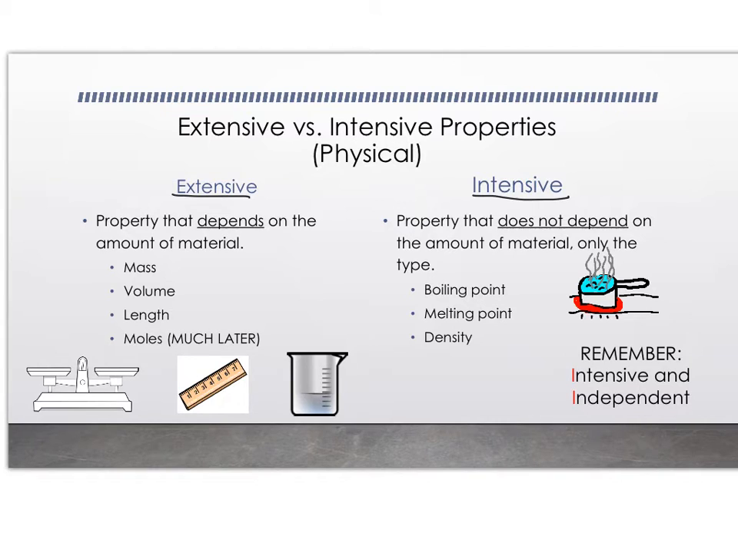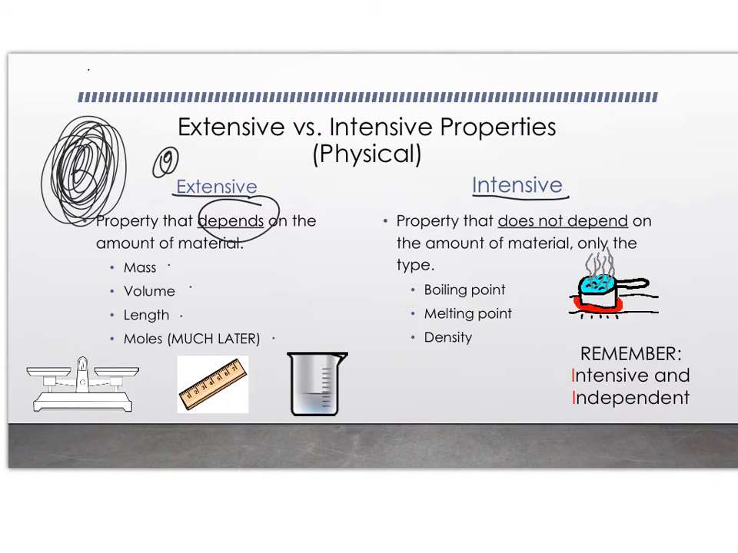So let's first start with extensive. This is defined as a property that depends on the amount of material. So it is absolutely dependent on how much is there, such as mass, volume, length, or even this thing called moles, which is discussed in a later unit. But I want you to think about the previous slide that you saw earlier, where we had a big, huge bowling ball, and then a little tiny golf ball.